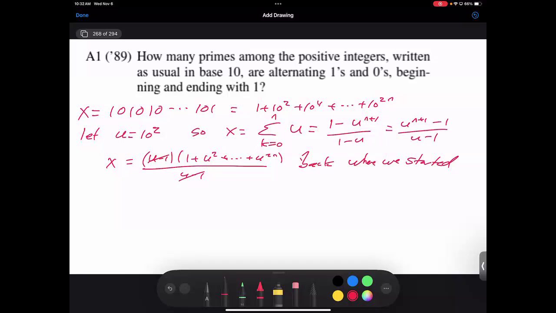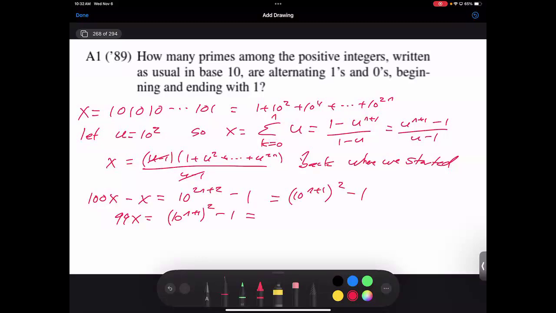Now, if we looked at 100x minus x, that's going to be 10 to the 2n plus 2 minus 1, right? That's what we saw before. Yes? And so this is the same as 10 to the n plus 1 squared minus 1. Okay, so now we have 99x equals 10 to the n plus 1 squared minus 1.